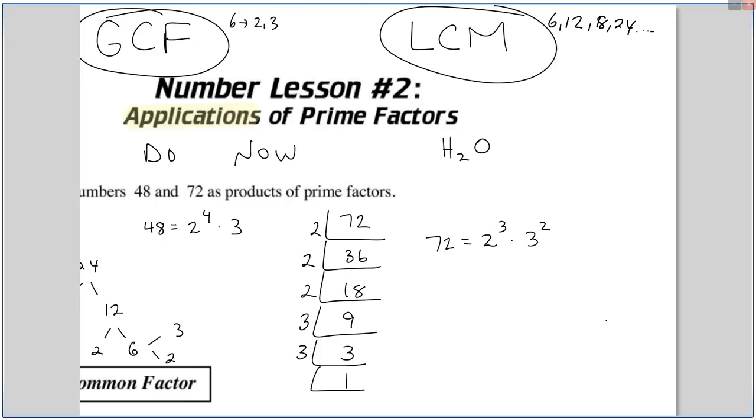Does anybody know the difference between factors and multiples? Don't get them confused. Kalela, are you paying attention? What is that thing? Oh my gosh, Kalela, go put it on my desk.